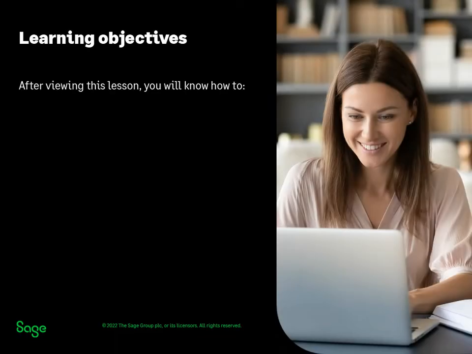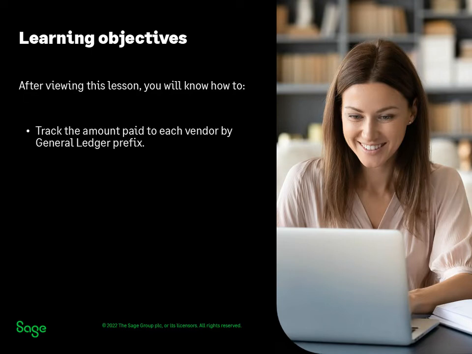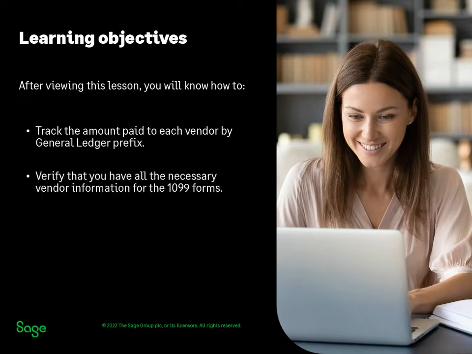When the lesson is over, you should be able to set up accounts payable to track reportable amounts by general ledger prefix. And you may need to do this if you have several payers in your company that are filing returns. You'll also be able to use reports to check whether you have all the required information on your vendors. And last of all, you'll be able to reconcile the reportable payment amounts and make corrections if they're needed.